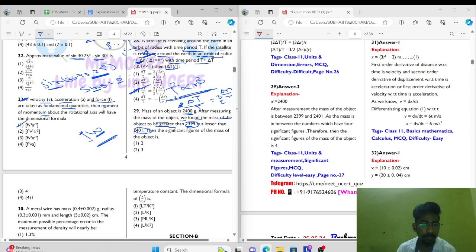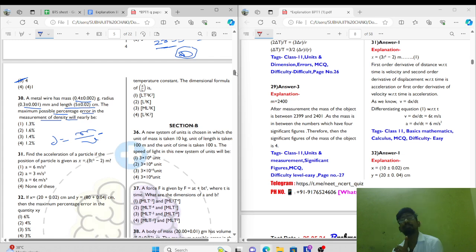Question number 30. A metal wire has a mass of this, a radius of this, and a length of this. Calculate the maximum percentage error in the measurement of density. Density, as already told, is mass by volume. And the volume of a metal wire, the structure of a metal wire, is a what?